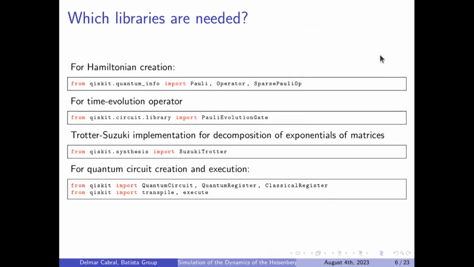For this simulation, we need a couple of different libraries that we're going to use in the Python framework, all based on the Qiskit library from IBM. To create a Hamiltonian, we need a particular set of operators that define the terms in our expression. For the time evolution operator, we use the built-in Pauli evolution gate. For the Trotter implementation of the time evolution operator, we use the Suzuki Trotter module. And then we need to create and execute a circuit, and we have different utils that allow us to accomplish this.